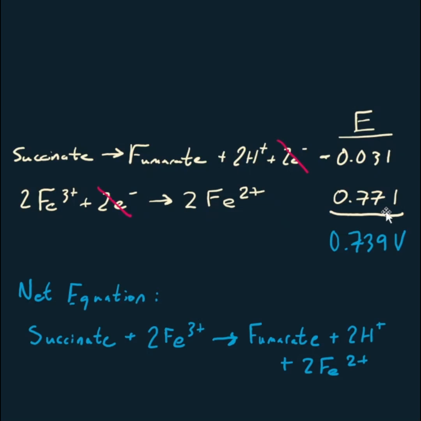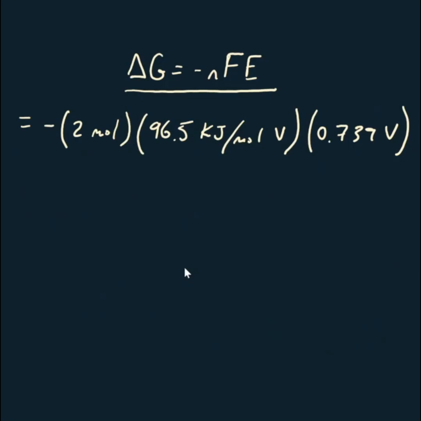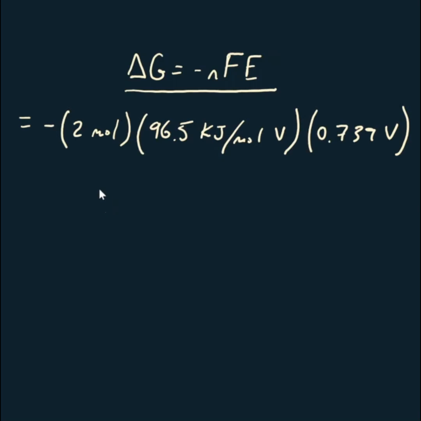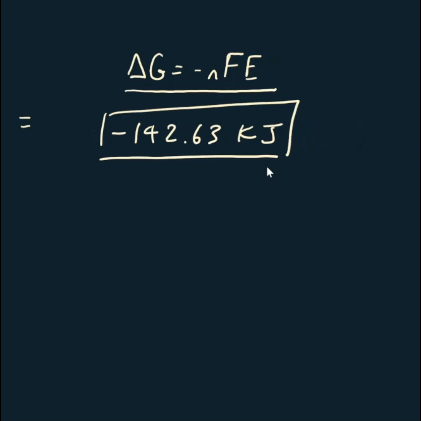Once you do this, you're going to do exactly what we did last time. You add these values together to get your net E value. You cancel out your electrons, and then you get your net ionic equation. And then from there, you plug in the values. We dealt with 2 moles, so we adjusted the 1 electron to 2 electrons, and these 2 electrons cancel out. So our n value is 2. Our Faraday's constant is 96.5, and then our E value is what we determined from earlier. Cancel out the units, and we get our answer.